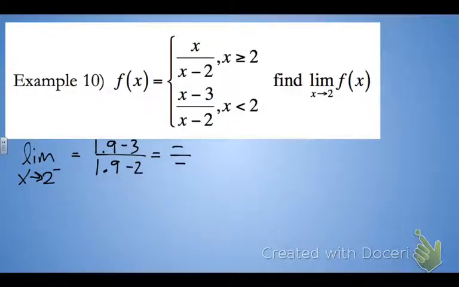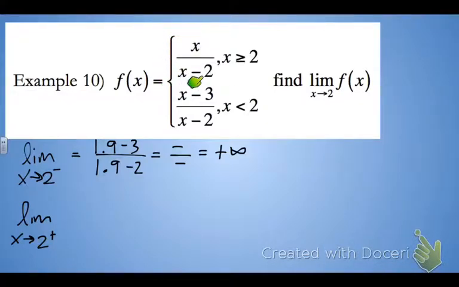So 1.9 minus 3 is a negative number, and 1.9 minus 2 is also a negative number, which means that this simplifies to a positive, and therefore, as it approaches 2 from the left-hand side, it follows the vertical asymptote up towards positive infinity. From the right-hand side, I have the limit as x approaches 2 from the positive numbers, which means that I'm looking at this top function when x is greater than or equal to 2. And you'll notice that the same thing happens.